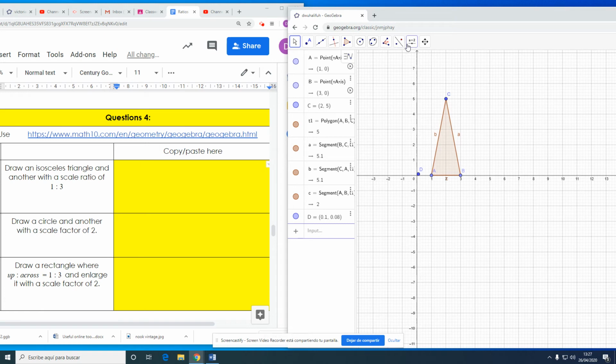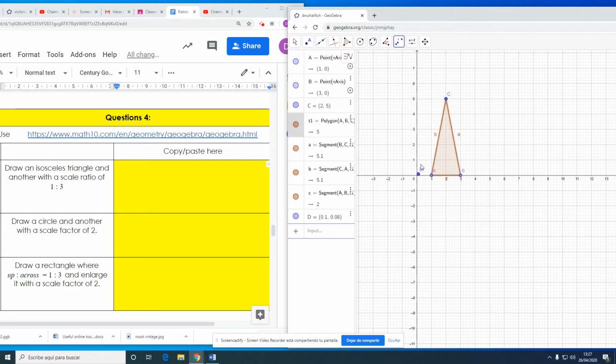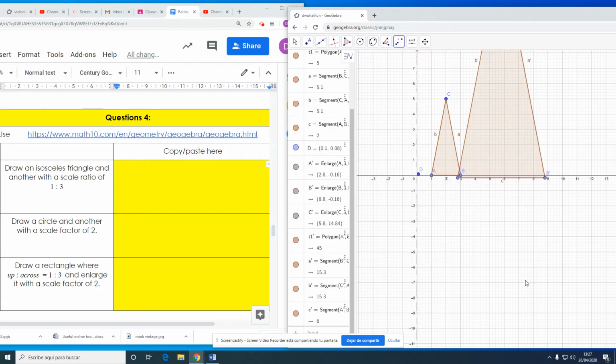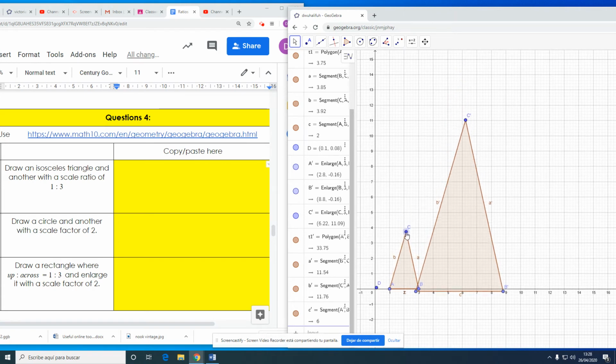And then if you go to here, enlarge from a point, click on the object, and then click on the point. Enter the scale factor. Got 3 times bigger, scale factor is 3. So now we have a second triangle, which is 3 times bigger than the first. Probably think it's getting a bit too big, so we reduce the first one.